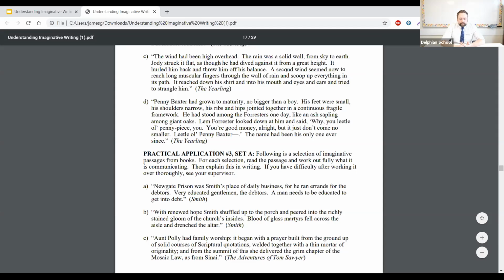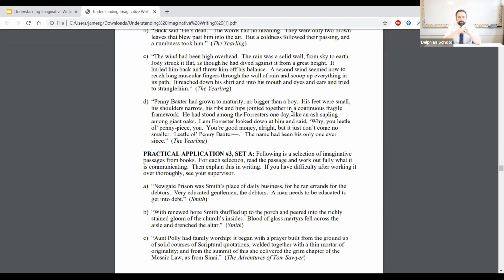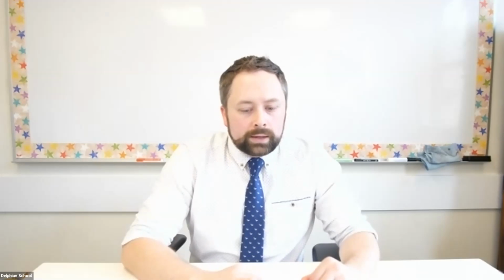But then it says, a second wind seemed now to reach long muscular fingers through the wall of rain. So does wind really have fingers? I don't think so. If we're describing the wind as having fingers, and then we say that the wind reached down his shirt and into his mouth and eyes and ears and tried to strangle him, what does that mean? What kind of imaginative writing is that? Did anybody spot that part? Let's check the Q&A box again.